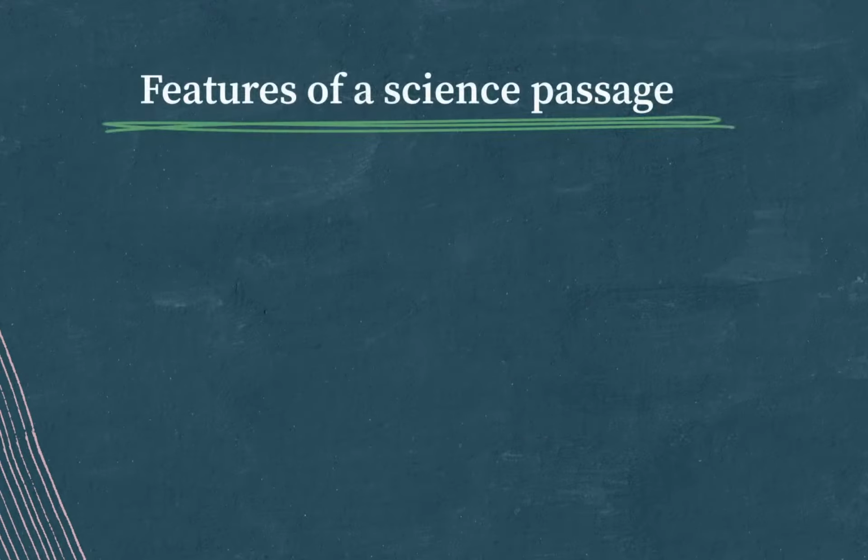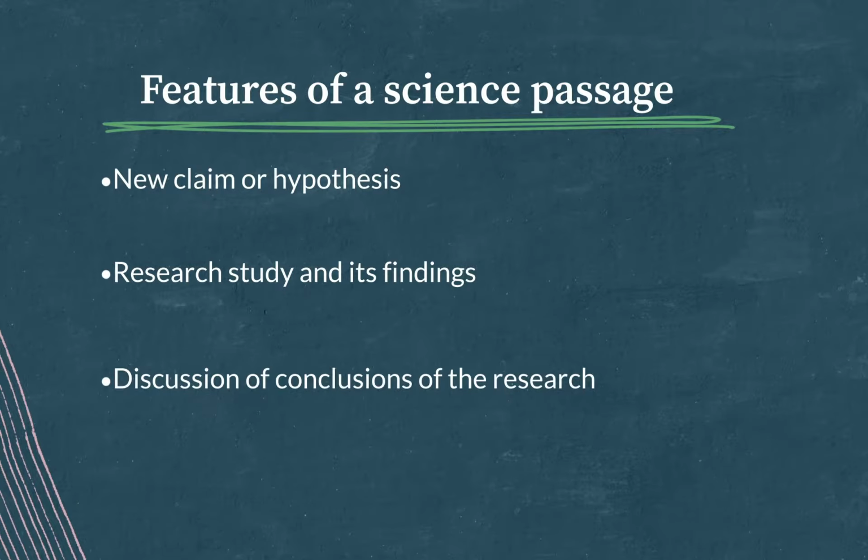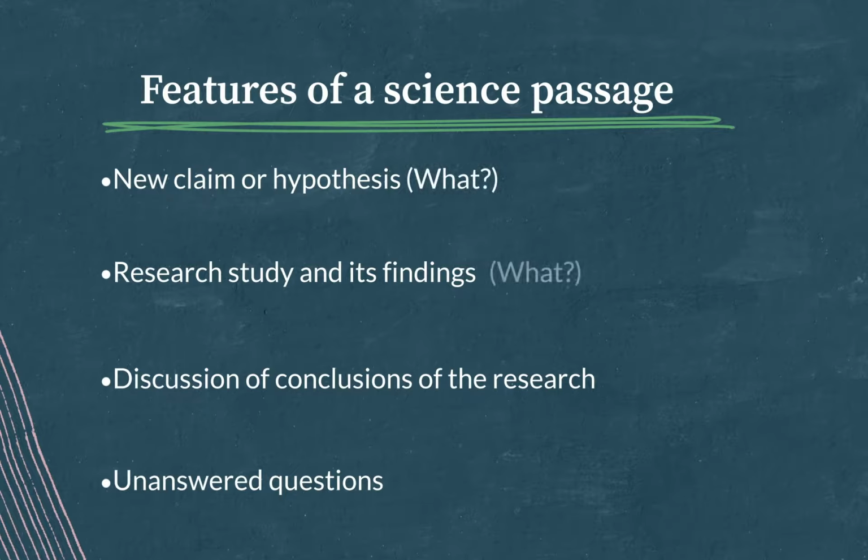Now, remember that science passages on the SAT usually feature a new claim or hypothesis, along with research that supports it. Sometimes we also see discussion of the conclusions of the research and possible future questions that still need to be answered. Basically, there'll be a what section and a so what section that will get at the main point, and you might see a section about implications of the research, or in other words, a what's next section.